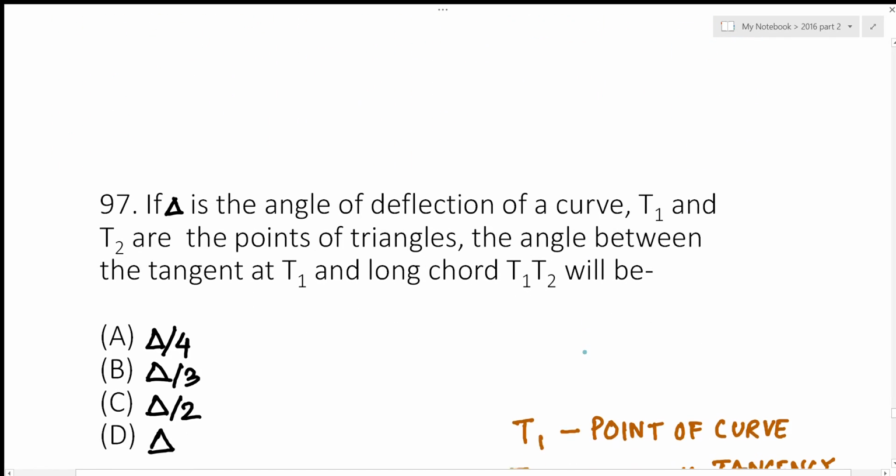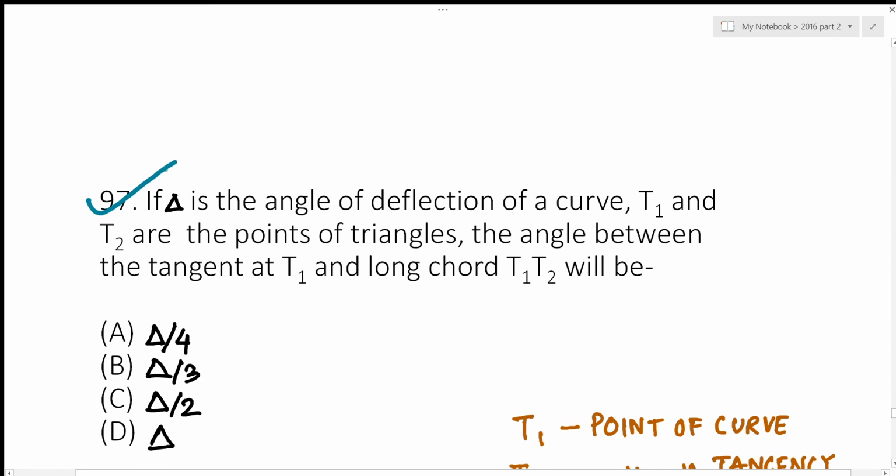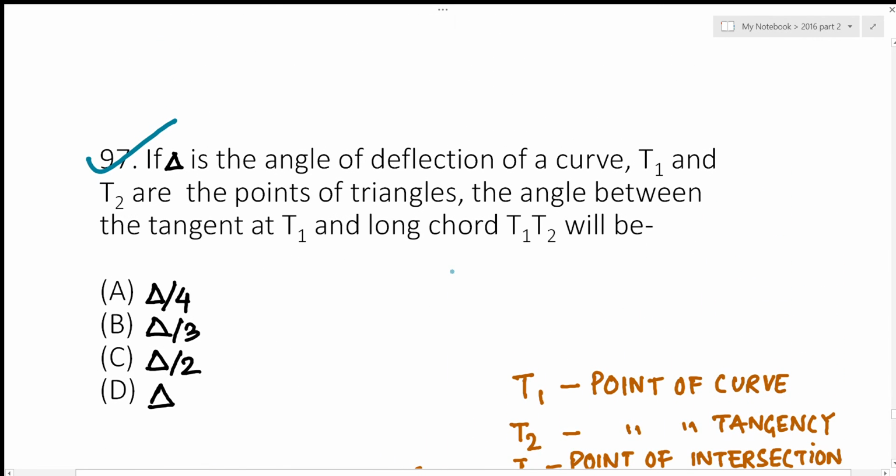The next question: if delta is the angle of deflection of a curve, T1 and T2 are the points of tangents. The angle between the tangents T1 and T2 are the points of tangents.